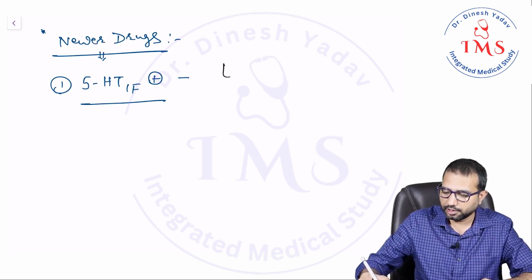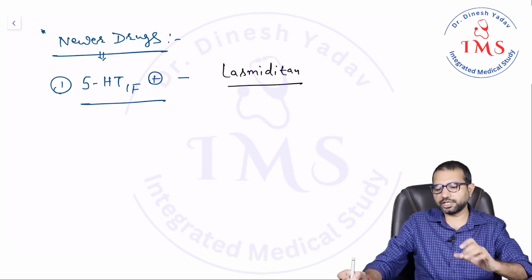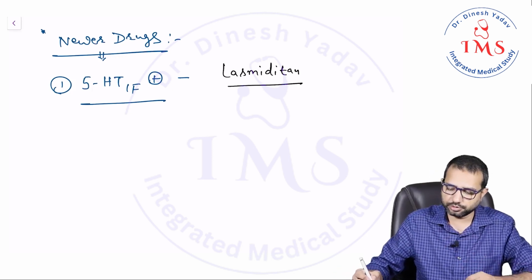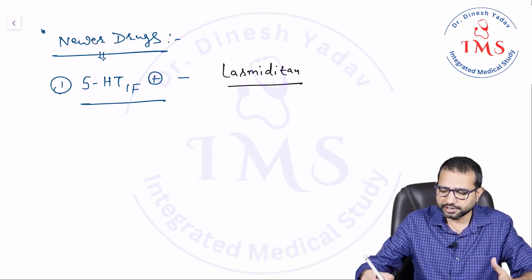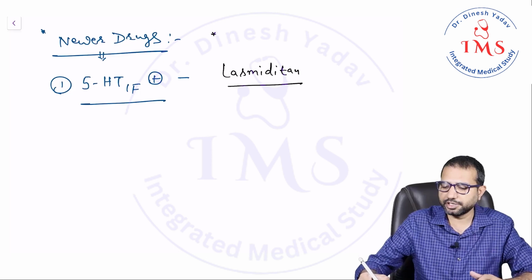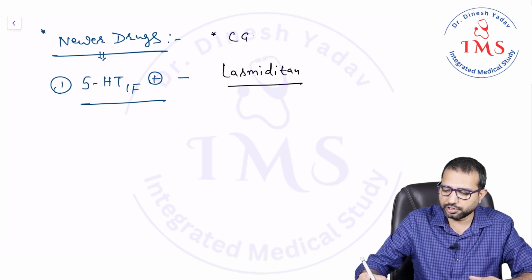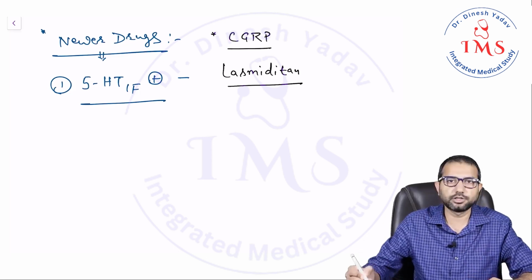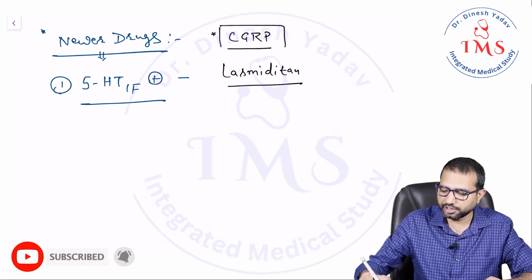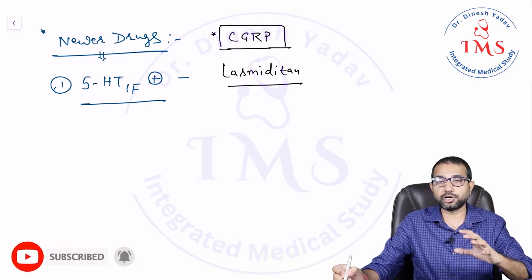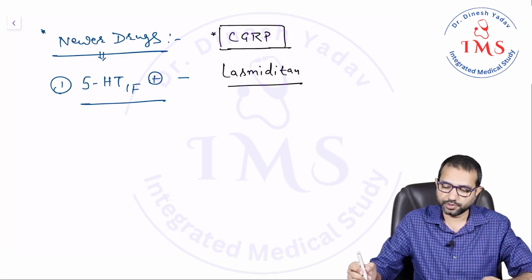5-HT1F agonist like lasmiditan. So this lasmiditan is a 5-HT1F agonist, so that is also on the serotonin receptor. And guys, the recent studies believe that migraine is because of the calcitonin gene related peptide, CGRP. So calcitonin gene related peptide is responsible for this migraine headache, and that is the important part of pathophysiology nowadays.